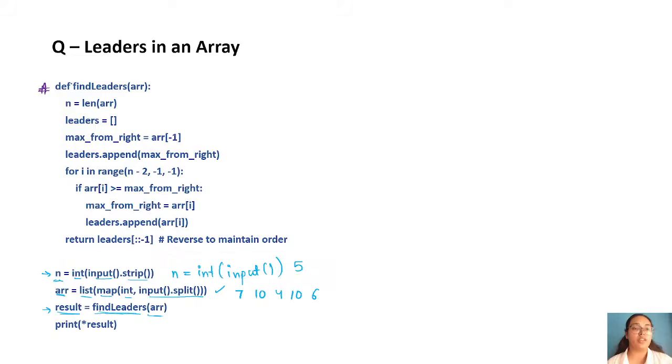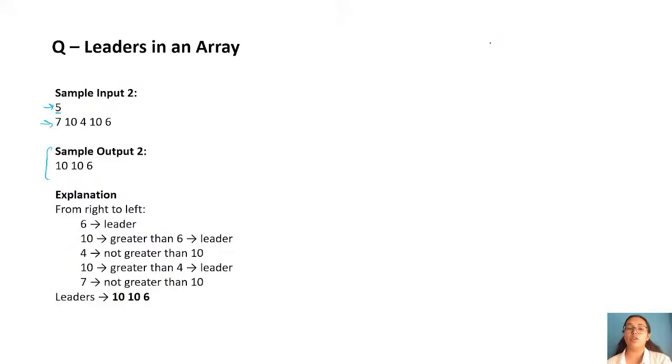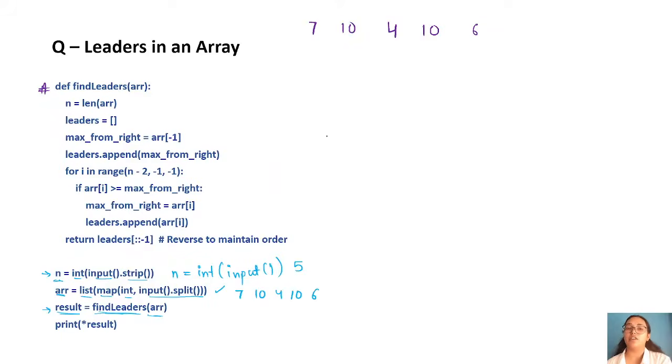Let's come to this functional body and try to understand how it is working. Here we need to find the leader elements. What is the array given to us? That is 7, 10, 4, 10, and 6. They have already told you that the rightmost element will always be a leader, so we can assume that 6 will always be a leader. Leader elements are those elements that are greater than or equal to all the elements on the right. That is why we can start the traversal from the right side, from the back.